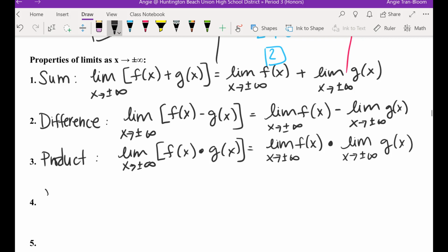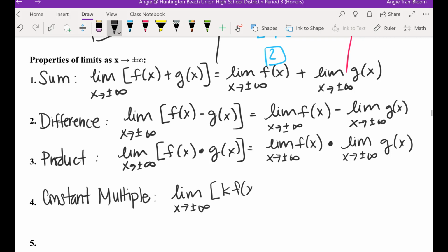Constant multiple, same rule as before. So are all these rules the same as if it was like a definite value instead of positive infinity? Correct. With non-infinity. Correct. You said it very well. So if you have a k value times one of the functions, let's pick f of x, then it's the same thing as taking the k out, find the limits, okay, and then multiply it at the end.